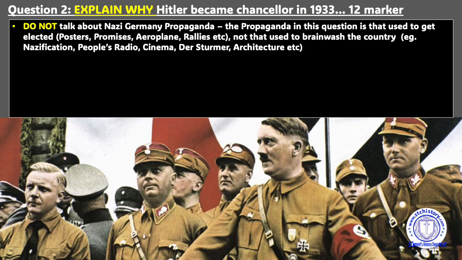Not the propaganda used in Nazi Germany to brainwash the country. Nazification of stadiums, all that stuff, the People's Radio, the cinema, Der Stürmer, architecture, all those things are in Nazi Germany when he's in power and he's trying to brainwash the country into thinking that Nazism is good.